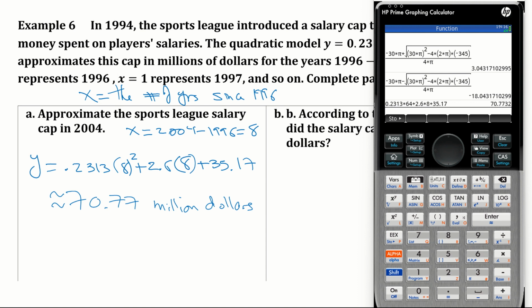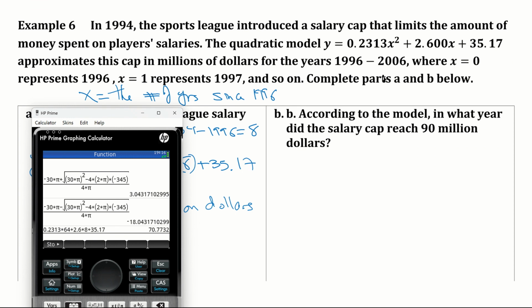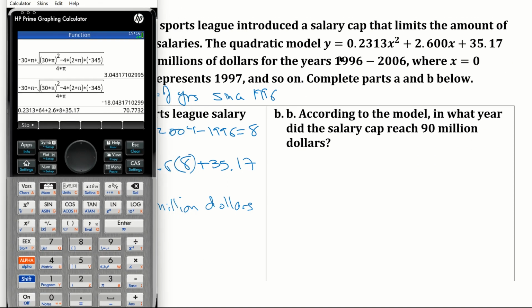All right. For part B, we want to know, according to the model, in what year did the salary cap reach $90 million? Again, you have to be very clear about what X and Y stand for, then these become a piece of cake, right? Now, X is the number of years since 1996, and Y represents the salary cap in millions, right? So what they're giving us here is Y, the salary cap.